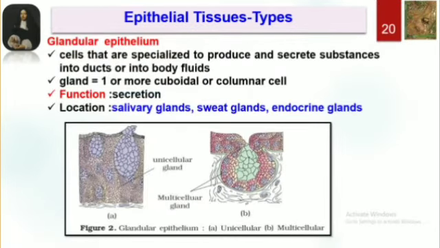Now we talk about one more specialization, which we call glandular epithelium. Cells are specialized to produce and secrete substances into ducts or into the body fluid. The gland can be made by one or more cuboidal or columnar cells. The function is secretion. Accordingly, it can be a unicellular as well as a multicellular gland. The glands of the gastric chamber are an example of unicellular glands. Salivary glands, sweat glands, and other endocrine glands are examples of multicellular glands.